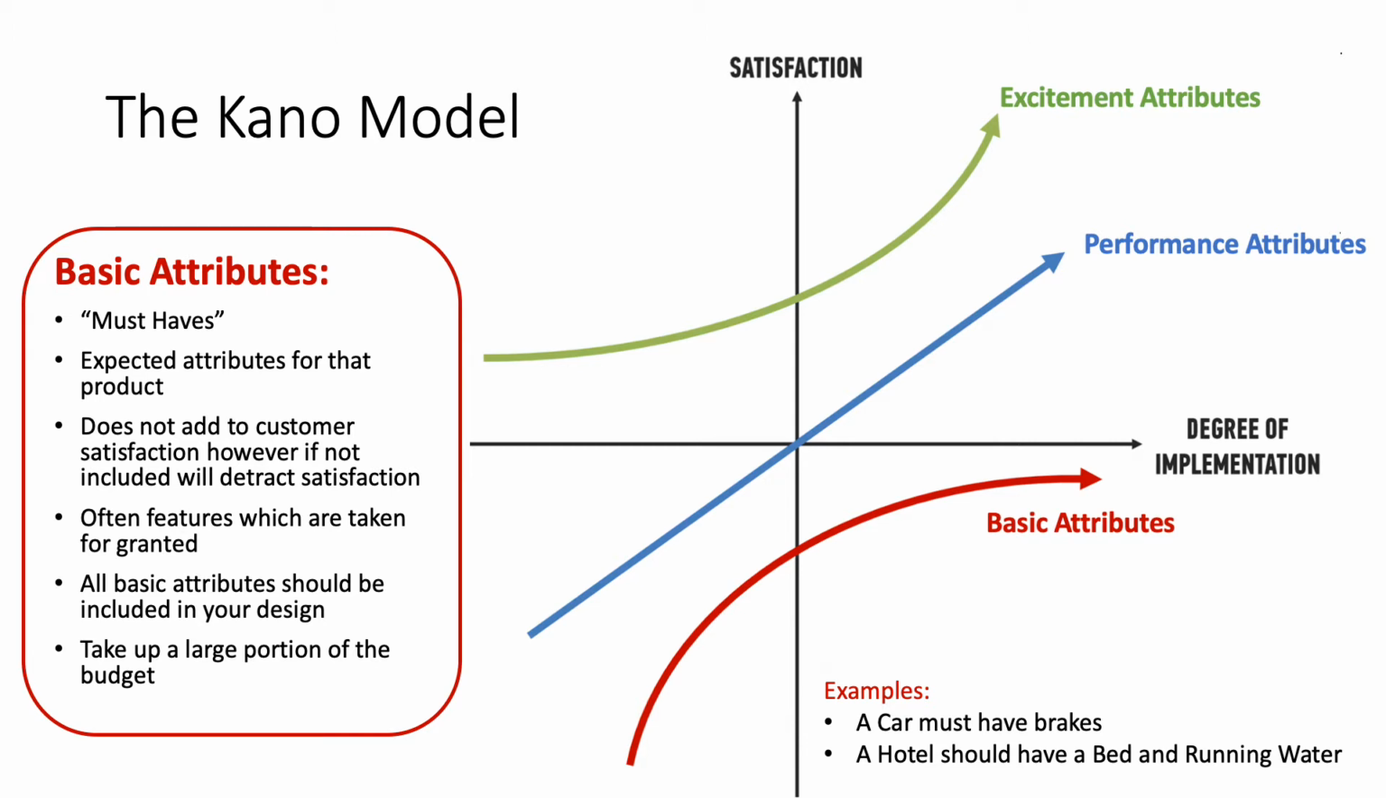These products do not increase a customer's satisfaction beyond a neutral standpoint. However, if you don't include them, you can severely impact your customer's perception of the design negatively. A relatively simple example of these would be a car must have brakes. A customer would not ask for a car with brakes, however, it would be implied and they would be extremely angry if it did not.